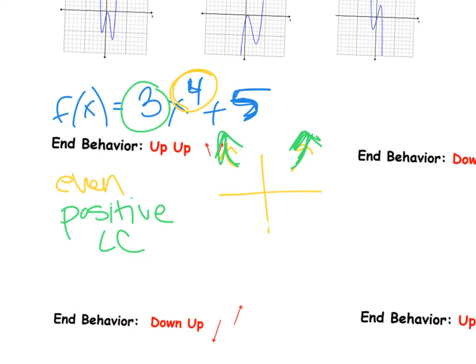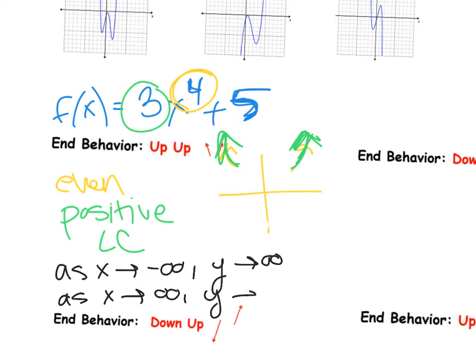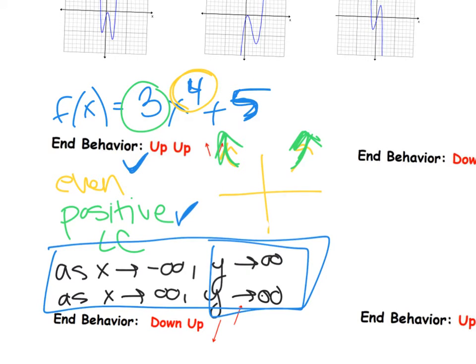So that means as x goes to negative infinity, y goes to positive infinity. And as x goes to positive infinity, y goes to positive infinity. Remember, these match. Notice how these y values match, because the degree is even, the end behaviors will match on both sides. The y's will be the same. So when your degree is even and you have a positive leading coefficient, this is what your end behaviors will look like.